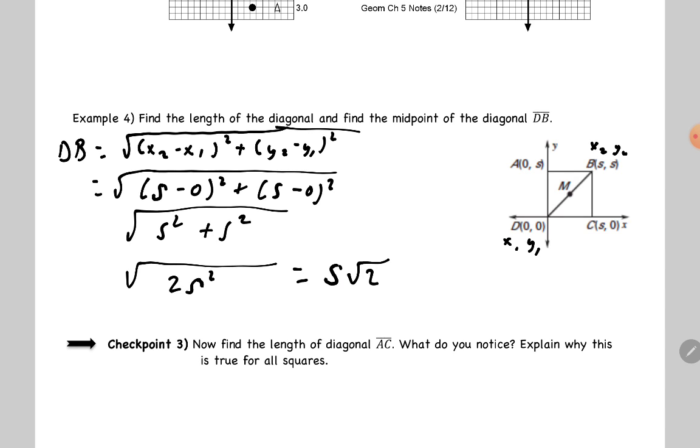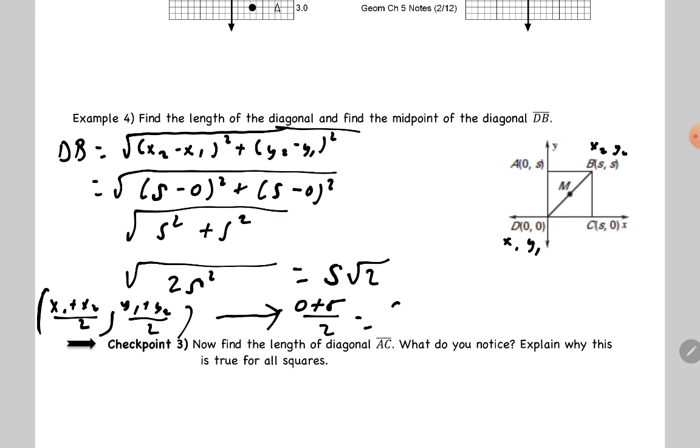The midpoint, so remember, midpoint formula is x1 plus x2 divided by 2. That'll give you your x-coordinate, and then your y-coordinate is y1 plus y2 divided by 2. And that would be your y-coordinate. So if I translate this, this would be 0 plus s divided by 2, 0 plus s divided by 2. Again, I'm not writing 5, I'm writing s. So this is s divided by 2, s divided by 2.